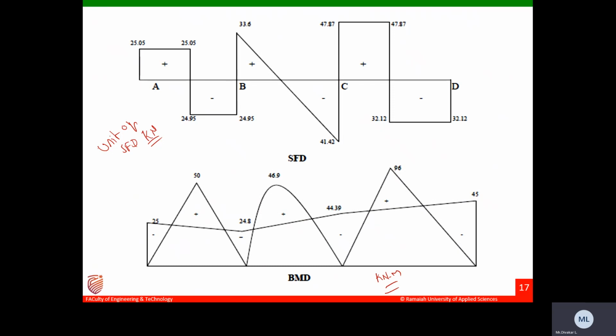I hope you understood from these two examples how to do the moment distribution method, or how to analyze a continuous beam by using the moment distribution method. I hope you understood, guys.